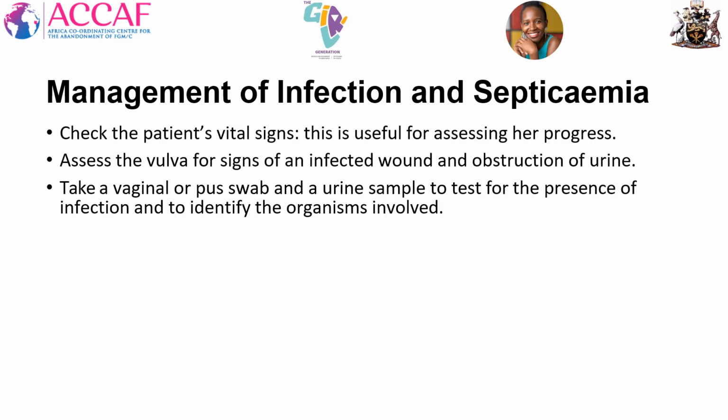So how do we manage? The basics of infection, number one, is you can do vital signs, and most of the time with vitals, you're able to establish the temperature levels. Of course, in cases of rising temperatures or fevers, these are indicative of infection. So you can check the vital signs and assess her progress in terms of the infections, and then assess the vulva to confirm any signs of infected wounds and cases of urinary obstruction. Then take a vaginal or pus swab or a urine sample to test and identify the specific organism that the woman could have been infected with.